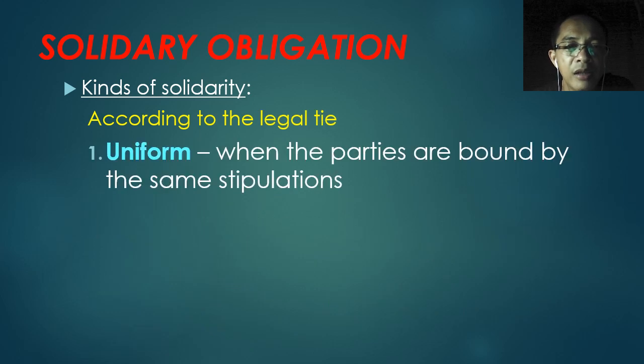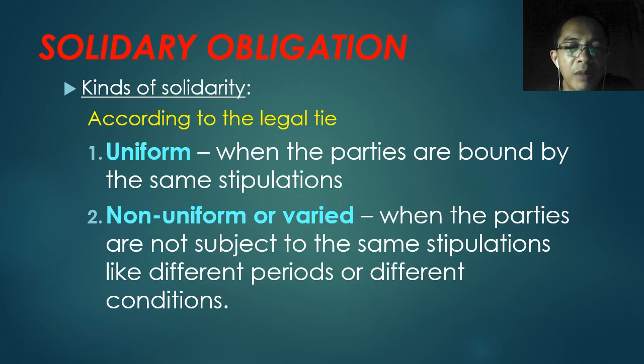According to the legal type, it may be uniform when the parties are bound by the same stipulation. Non-uniform or varied when the parties are subject to different stipulations, like different periods or different conditions. Okay. So maybe A has one deadline, B another deadline, C another deadline, but the liability is solidary. Each debtor's deadline is single, but the obligation is entire. This is called non-uniform solidarity.